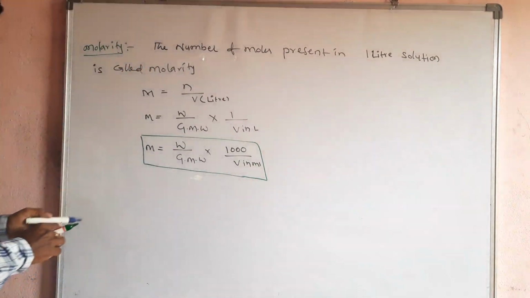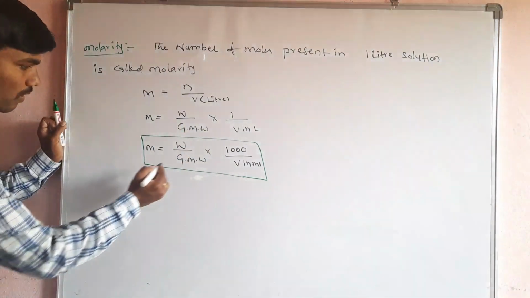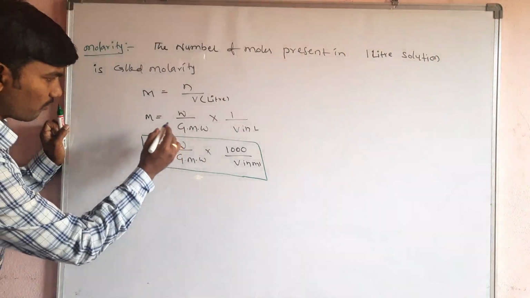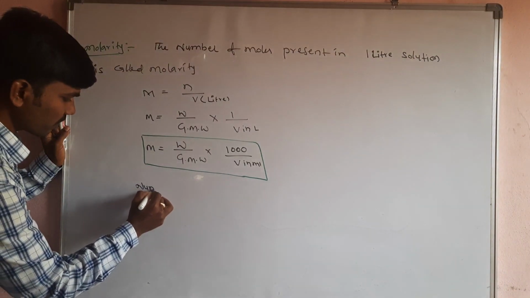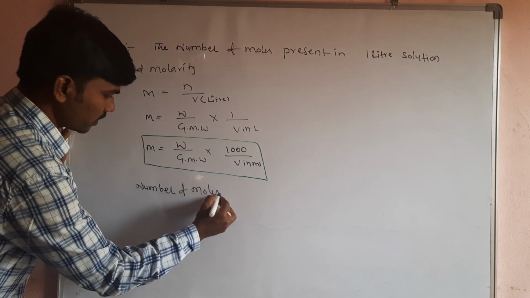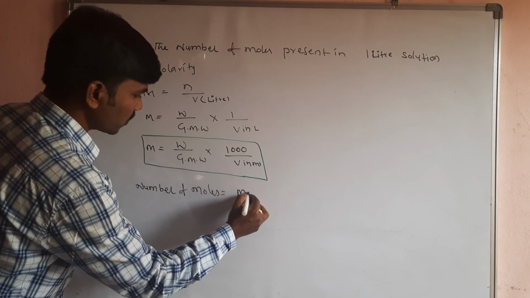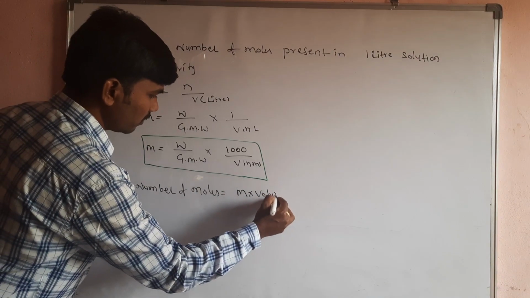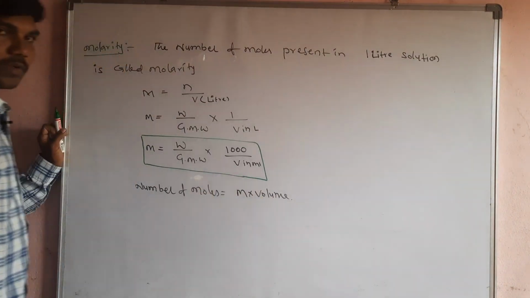By using this formula we can derive different types of formulas. If you want only the number of moles from this formula, number of moles is equal to molarity into volume. Only if you want the number of moles, you can use this formula.